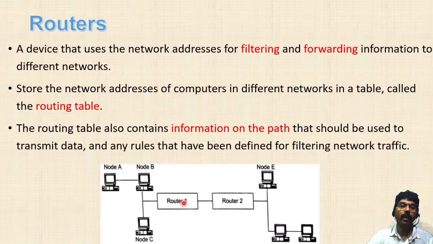Okay, what is the job actually here? The job of the router is actually filtering and forwarding. When you are connecting a computer in a local area network, the MAC address is sufficient to transmit the data. But when you are connecting your device to a network on the other side, another network outside, the MAC address is not sufficient. We need an address called an IP address.